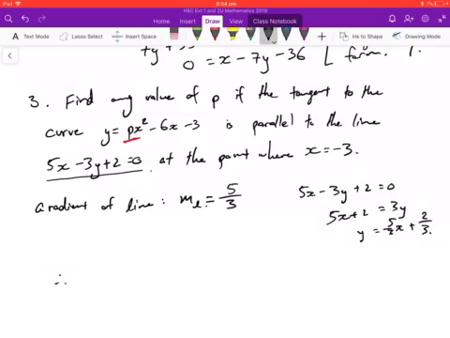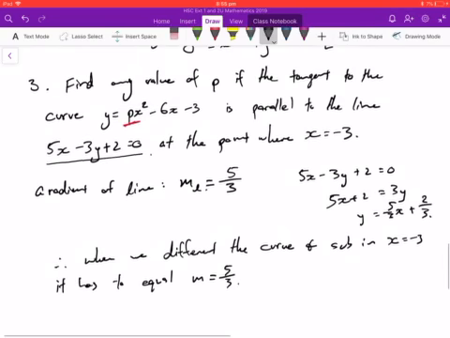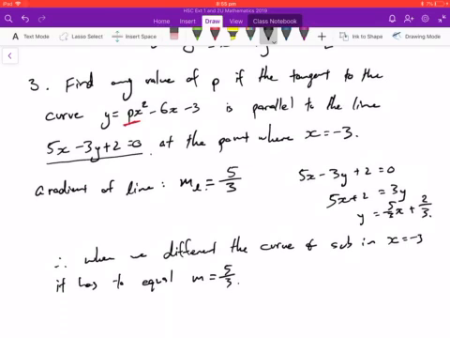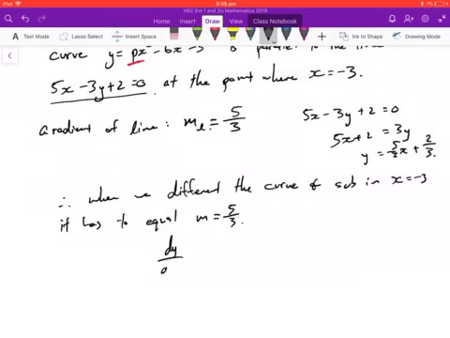So when we differentiate the curve and sub in x equals minus 3, it has to equal m equals 5 on 3. That's what the question's saying. The tangent at the point x equals minus 3 for this function, where I don't know what p is, I'm about to find it, has to be 5 on 3 because it's parallel. The gradient's going to be the same as this line. So if we find dy dx, that's going to be 2px minus 6.